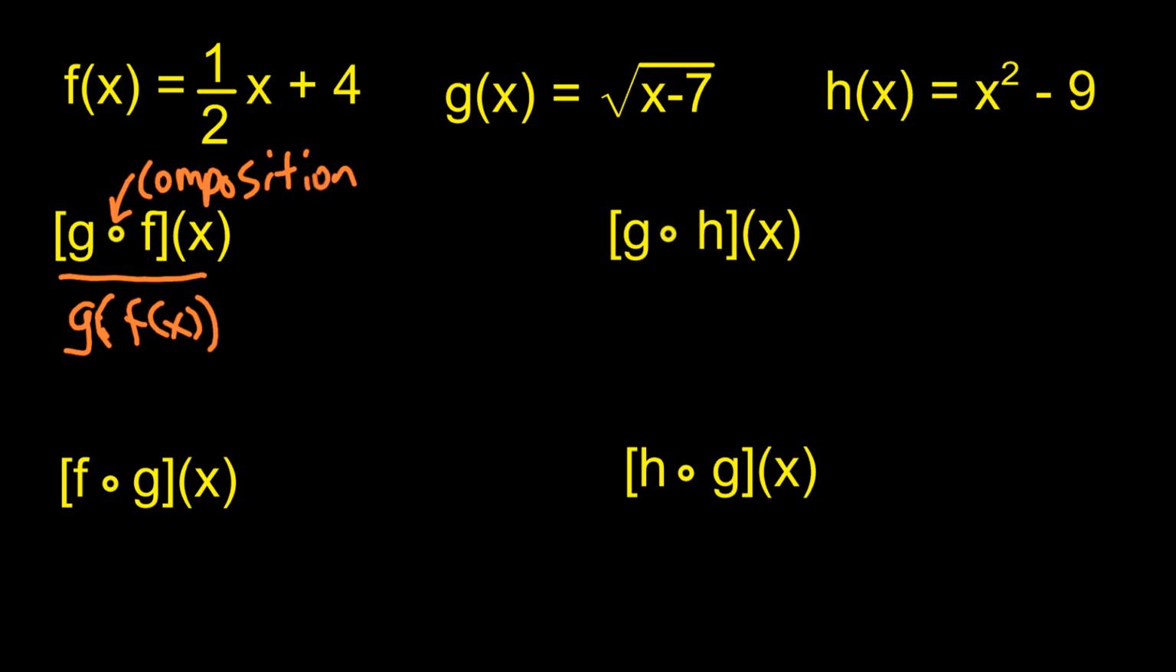And composition means f of g of x or g of f of x. If it was a closed circle, that would probably imply multiplying. So if it's an open circle, that means we're doing f of g of x or g of f of x. So let's do it.